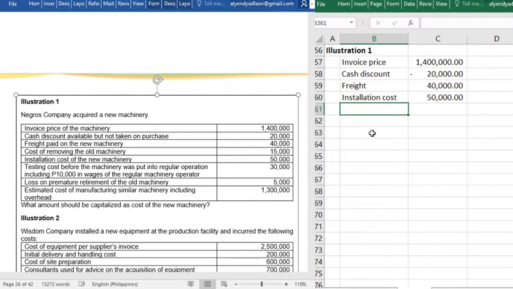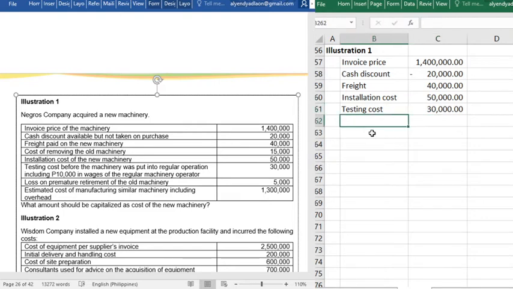Next, testing cost before the machinery was put into regular operation, including 10,000 in wages of the regular machinery operator. Now, the testing or the trial run of the machinery is added to the cost of machinery because it is necessary in preparing the machinery or in bringing the machinery to its present condition. Without the trial run, we cannot know how to effectively use the machinery, and so therefore the testing cost or the trial run of 30,000 pesos must be included.